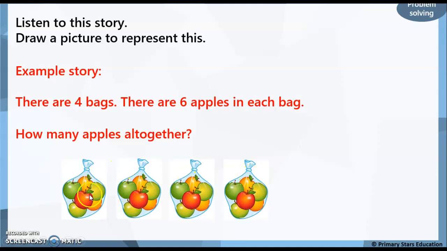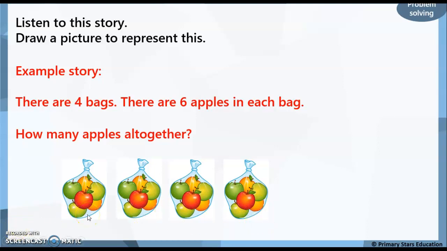4 lots of 6. That would be difficult because we don't really know the 4 or 6 times tables, but you could easily count them up. And remember, we can always write the numbers down here so we don't forget. So we've got 6 in here, 7, 8, 9, 10, 11, 12, so 12. 13, 14, 15, 16, 17, 18, so 18 there. 19, 20, 21, 22, 23, 24. So the answer, 4 times 6 or 6 times 4 equals 24.